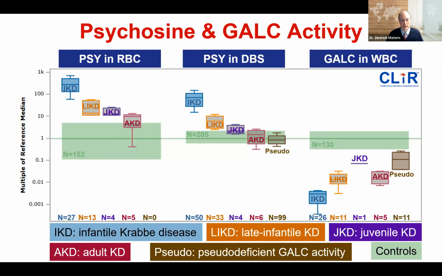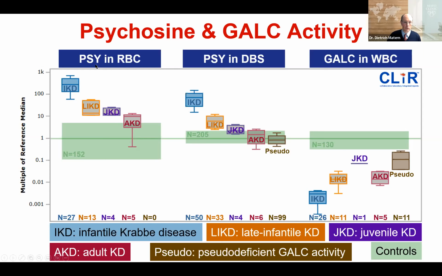If we talk about the diagnosis of Krabbe disease, we think that psychosine in red blood cells is more informative than in blood spots after newborn screening. And then leukocyte GALC activity is helpful. But just as in blood spots, you can see here, GALC activity in pseudodeficiency has some overlap, especially with the later onset variants, of which we have very few, admittedly. And you can see in infantile Krabbe disease, these patients usually have basically no activity at all.